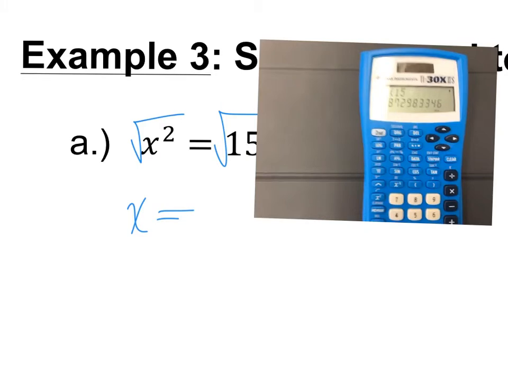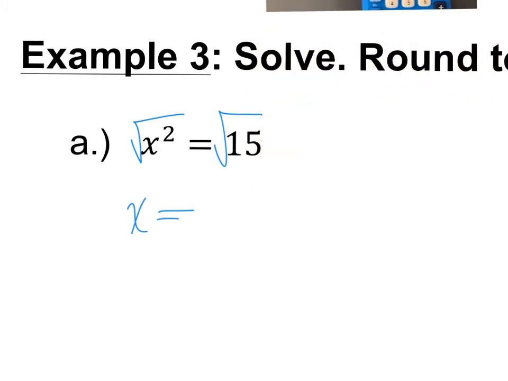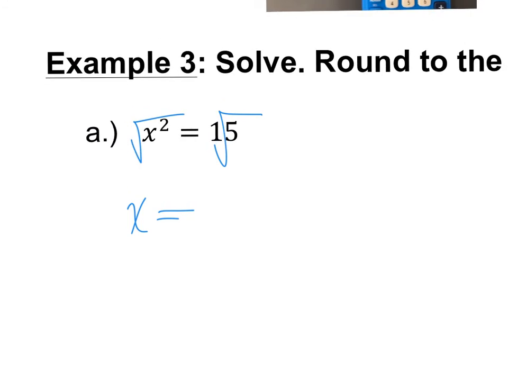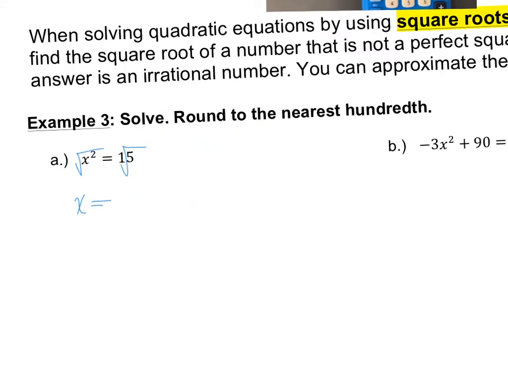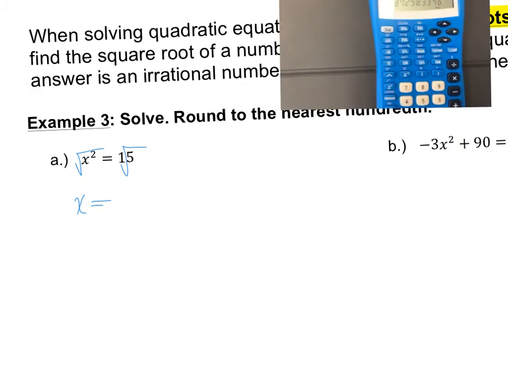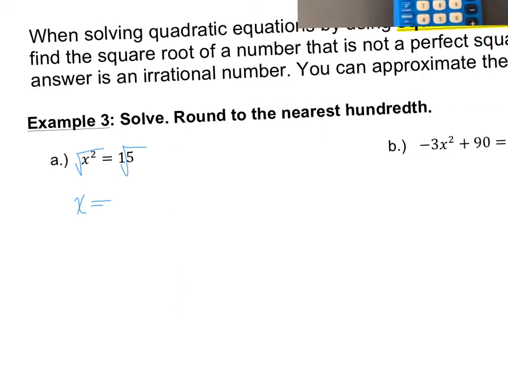So the number that we got was 3.8729. They want us to round to the nearest hundredth, so 3.8729 rounds to 3.87. And remember that when you take the square root, you get positive and negative, so plus and minus 3.87 is the solution to this.